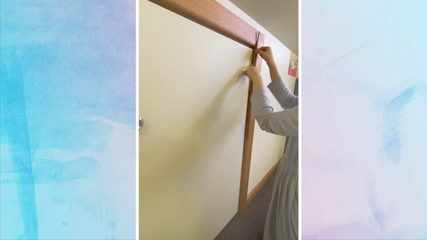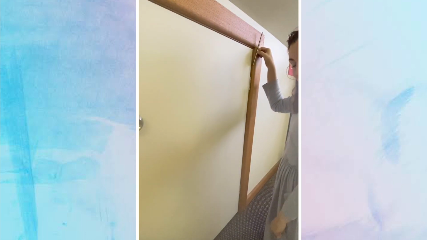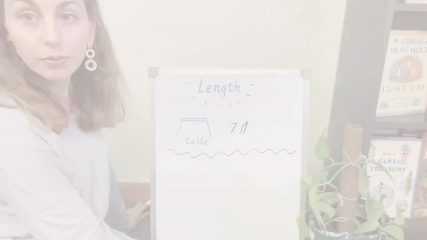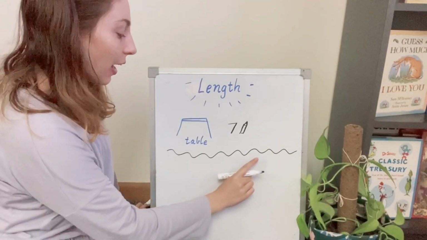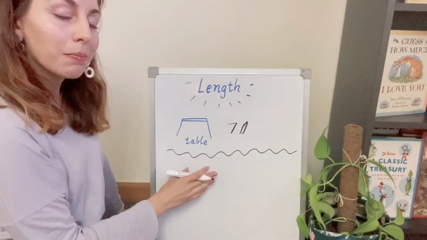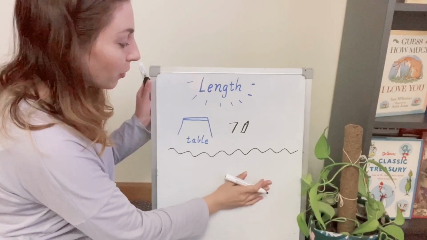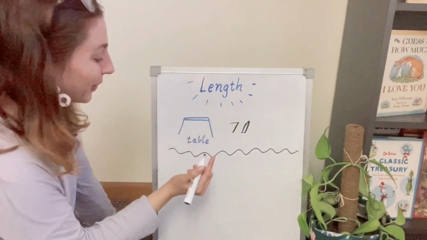There's 6 and about half of the pencil. So I would say that this is 6.5 pencils long. I've drawn a line underneath the table measurement so that it's clear that this measurement is a different one. Let's draw that door now.